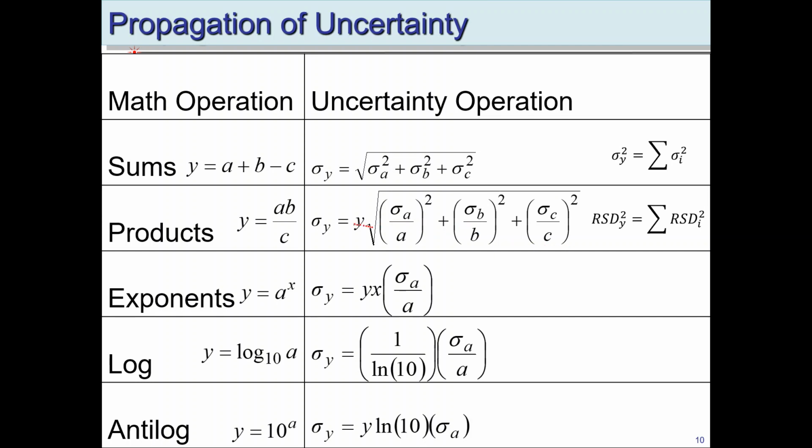And notice here, if I wanted to get y back over on the left, I would divide both sides by y, and so I would end up with y over here. And if I wanted to get rid of the square root, I would square this. And I would end up with this equation over here on the right. So for multiplication and division, it's just the sums of the squares of the RSDs. And for addition and subtraction, it's just the sums of the squares of the standard deviations.